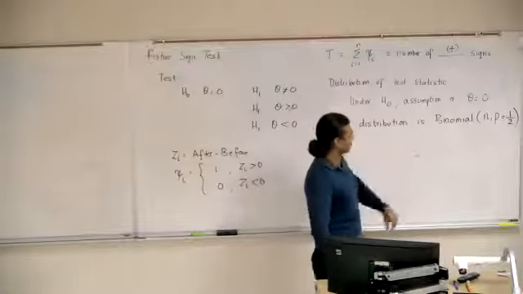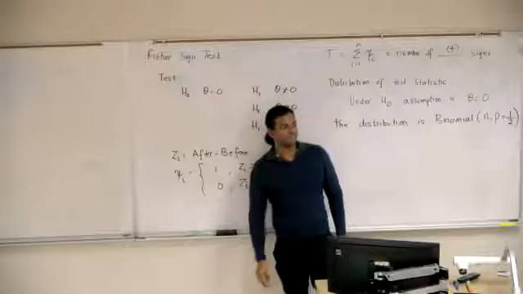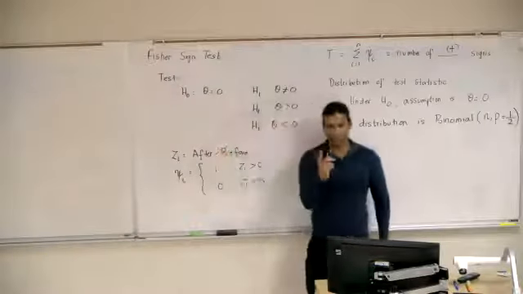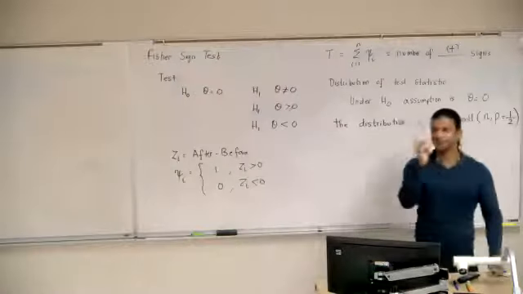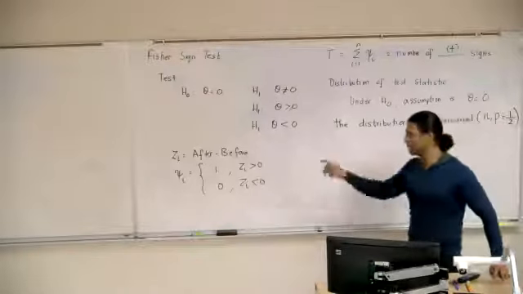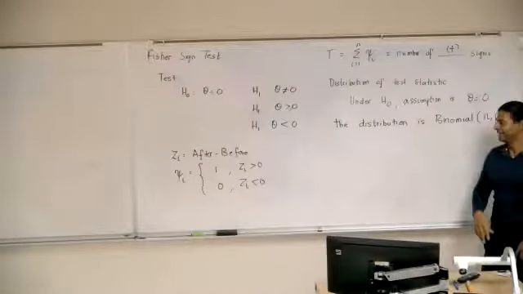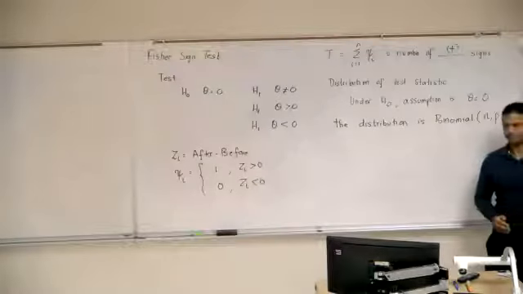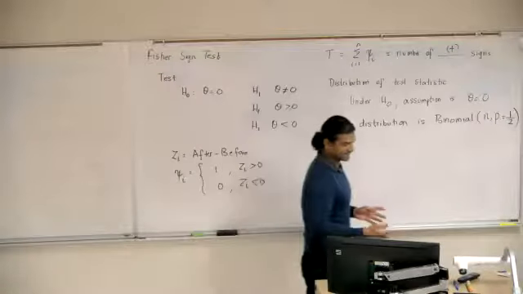That is the key difference between Fisher's sign test and Wilcoxon's signed rank test. I don't care about how large the difference is, which was important to me last time because the ranks depended on the magnitude. But here, it doesn't matter. All I care about is whether I get a positive sign or a negative sign. Good. Okay. The rest is the same.